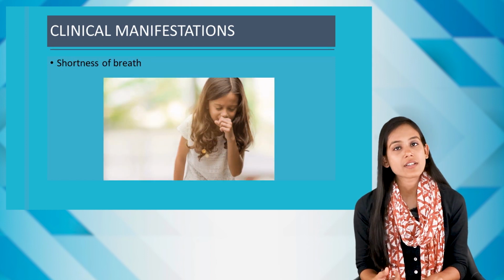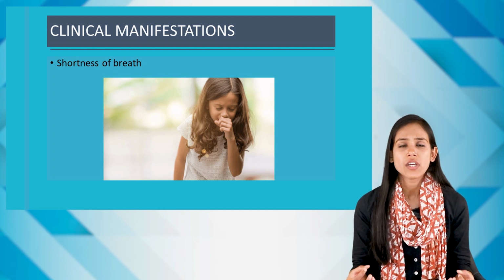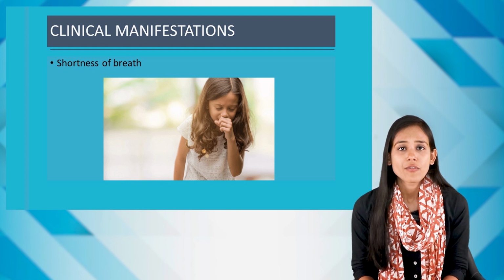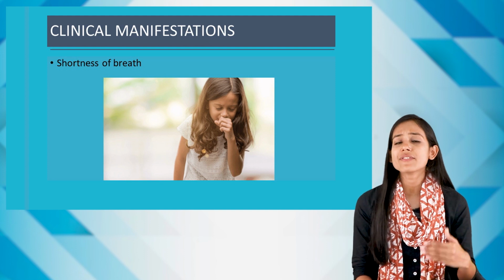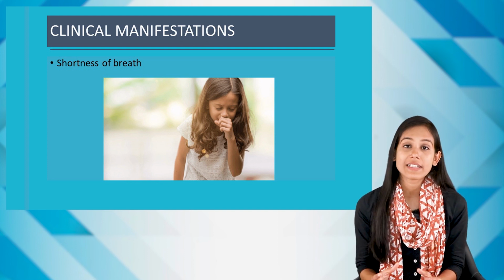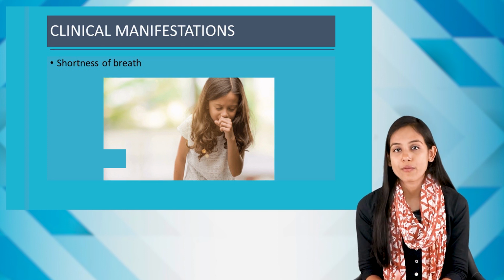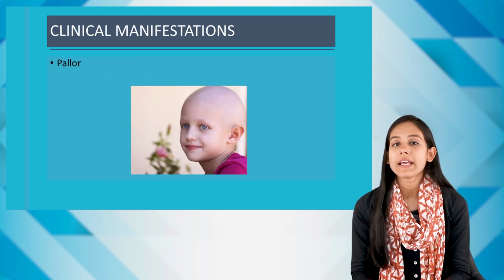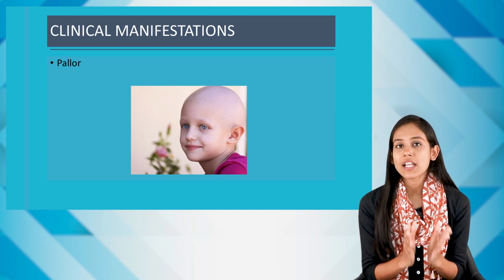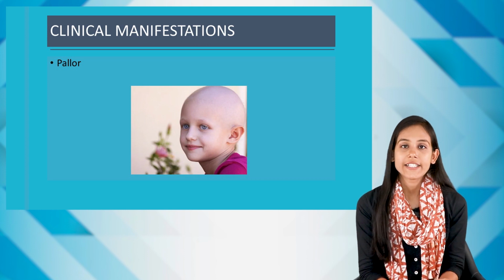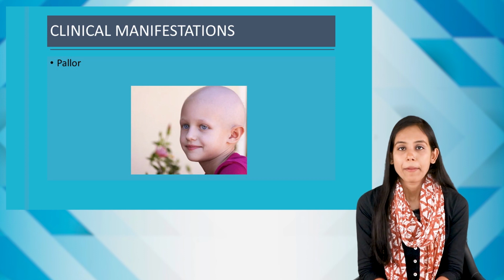And again, there would be shortness of breath. The reason is the same, because the child won't get enough oxygen for the tissues and the organs. So the child would start to breathe faster to compensate for that lack of oxygen, and because of that, there would be shortness of breath. The next thing is there would be pallor. Why pallor? Because we know that the color of the red blood cell is red, right? So when there is a lack of red blood cells, then definitely there would be pallor.